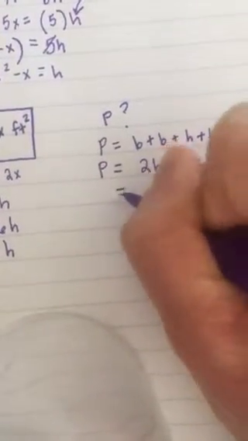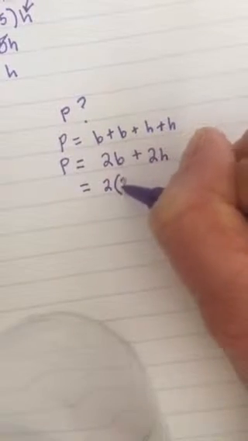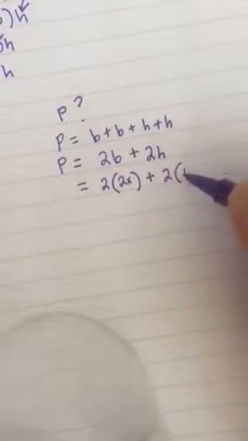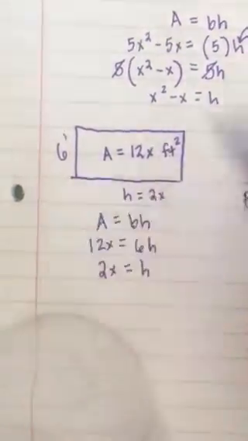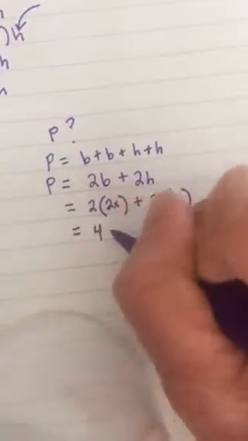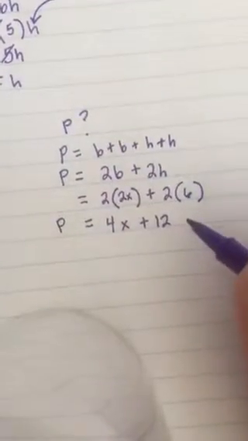So now let's plug in what we have. Perimeter equals 2 bases. Remember, the base is 2x. So we're going to say 2 times the base, which is 2x, plus 2 times the height, which was 6. Just going back to show you. The base was 2x, the height was 6. Now we do the math on this. The perimeter is equal to 4x plus 12. And that is as far as we can go in that problem.